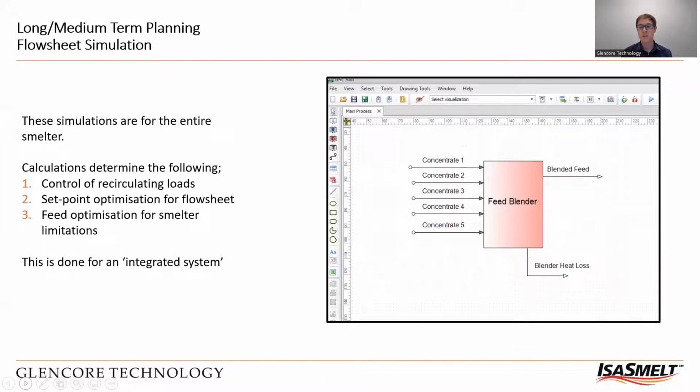In particular, calculations here are generally those fitted parameters we touched on before, things like the HSC sim models. And they look at the integrated system and you build them up in a very similar way. And we generally develop these in parallel with those initial flow sheet simulations. We can hand those models over after the initial plant design.